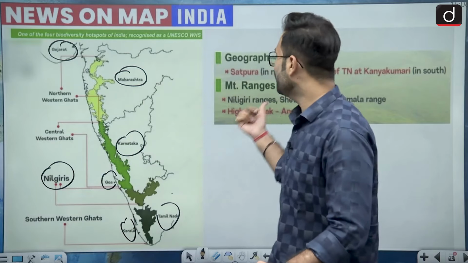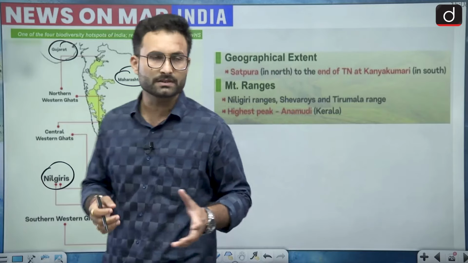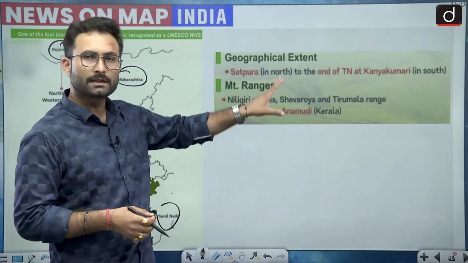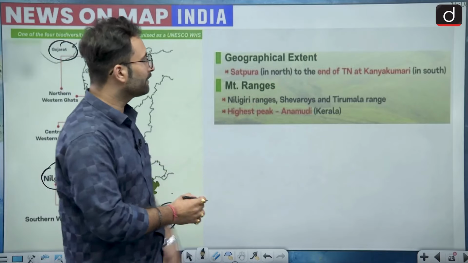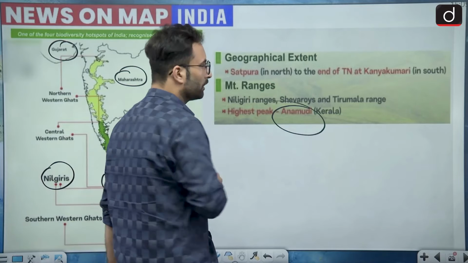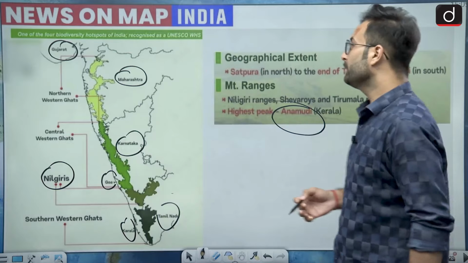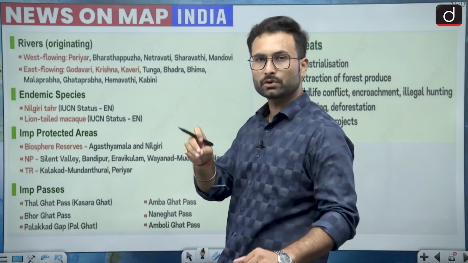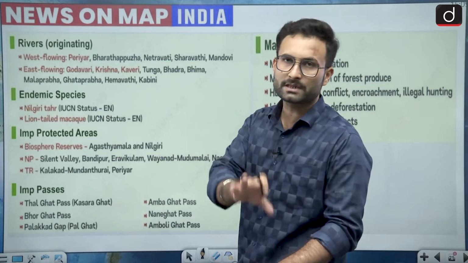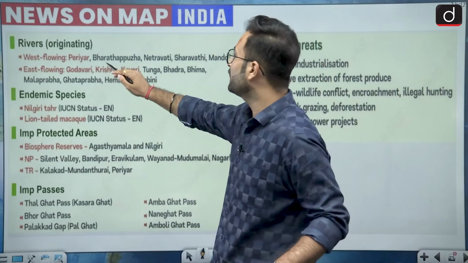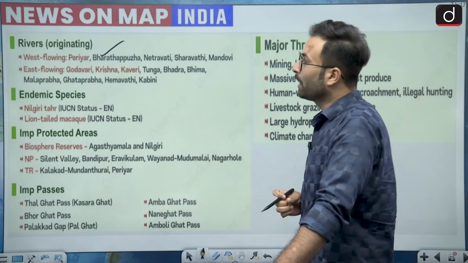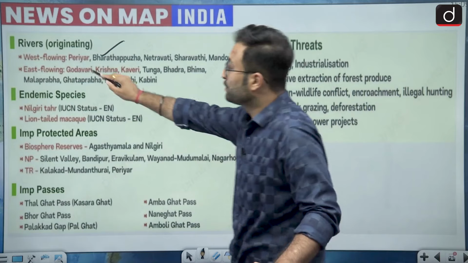And coming to the geographical expanse of this, which we have already discussed, as I told you, from the Satpuras till Kanyakumari, these are spread. Okay, the highest peak, that is Annamudi. Now moving further, we will be talking about certain facts related to Western Ghats. There are certain rivers which are flowing through this particular area. There are certain west flowing rivers and the east flowing. West flowing are Bharatapuzha, Netravati, Sharavati or Mandovi. Okay, and Periyar. Periyar is an important one.